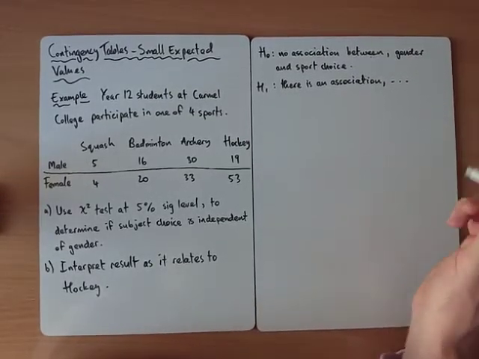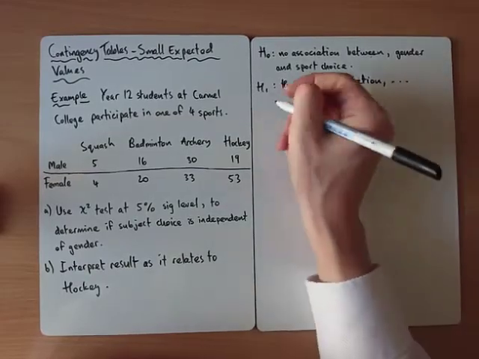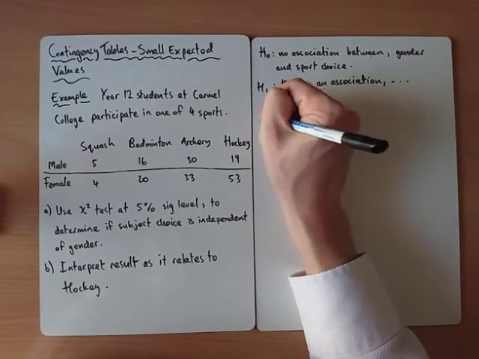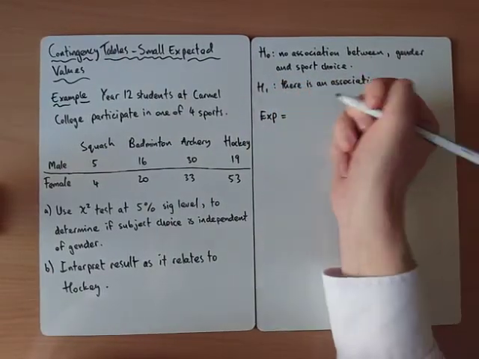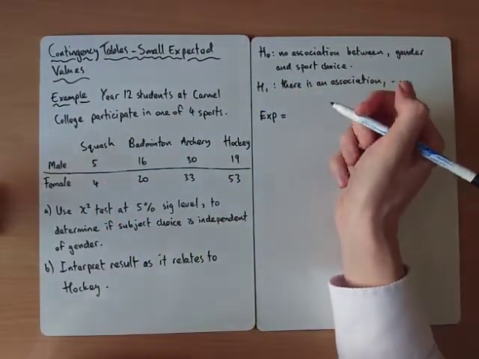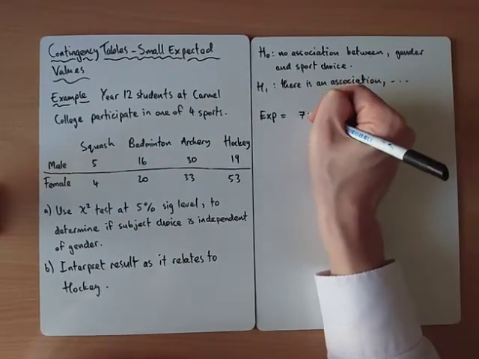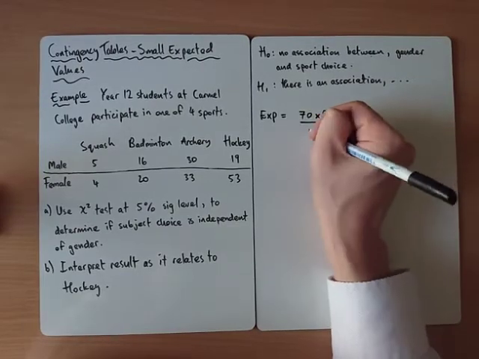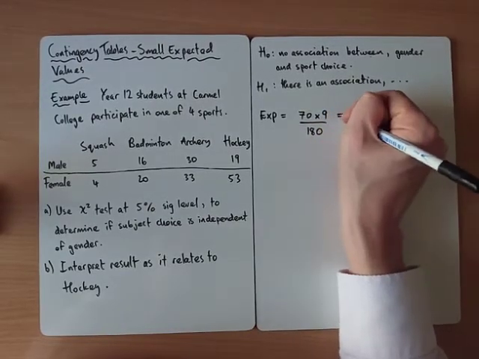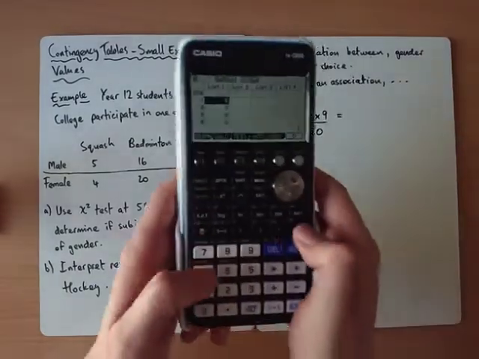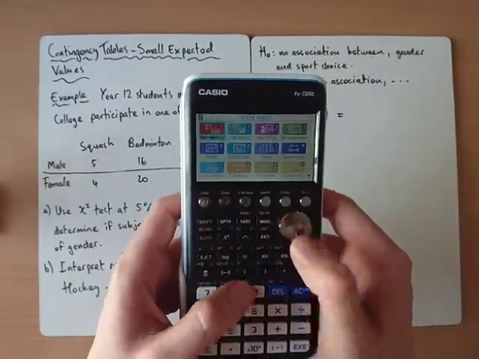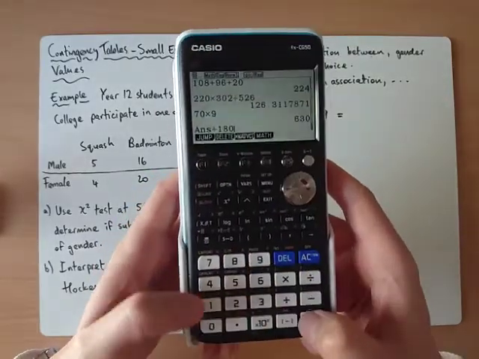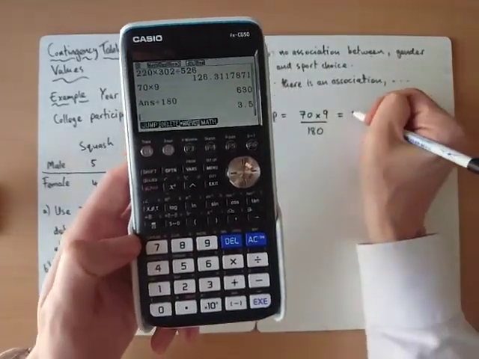So let's calculate our expected values. I've not put the totals on, but they are on the question sheet. Let's do it for the 5. So it would be 70 times 9 divided by 180. And that gives us 3.5.